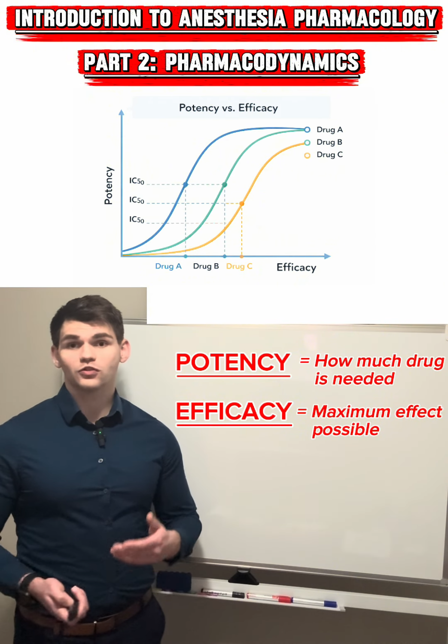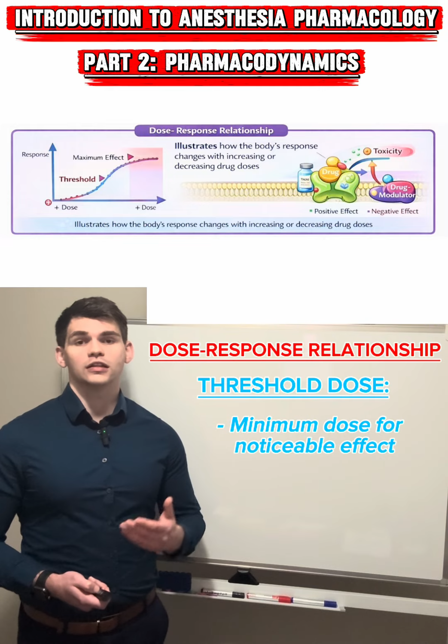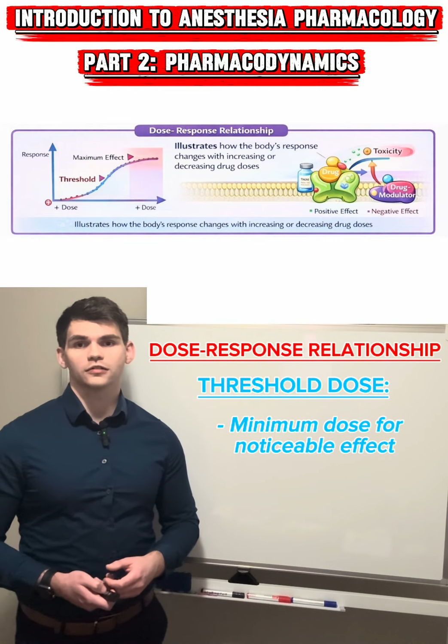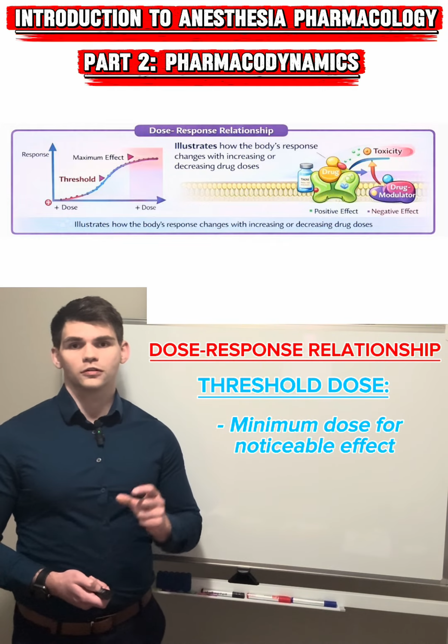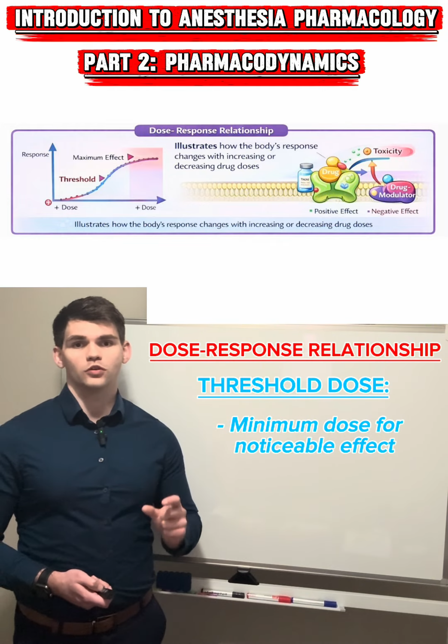To understand that more clearly, we use the dose-response relationship. This graph shows how the effect changes as the dose increases. The threshold dose is the minimum amount of drug needed to produce a noticeable effect. So the threshold dose, minimum dose for noticeable effect. Below that point, the effect may be minimal or absent. Above that point, the drug starts producing clinically meaningful action.